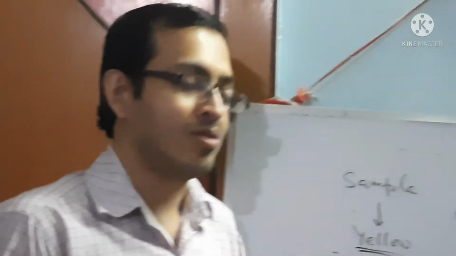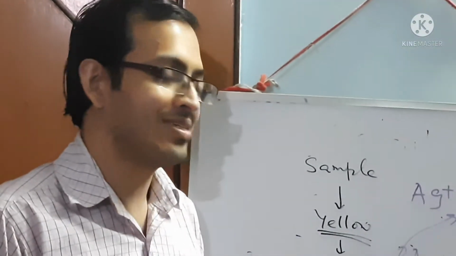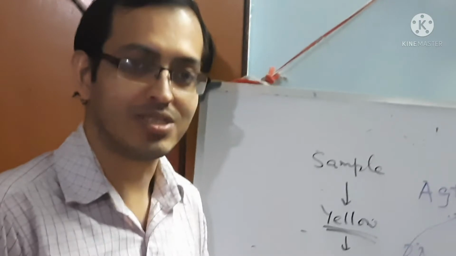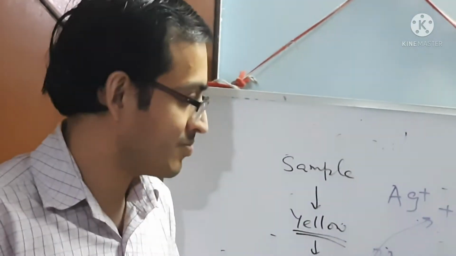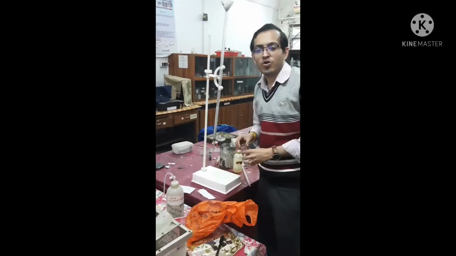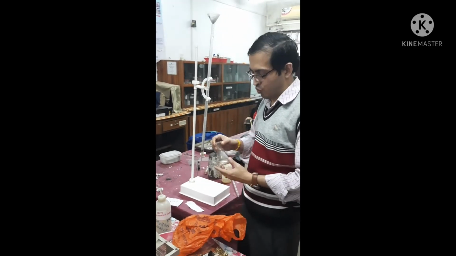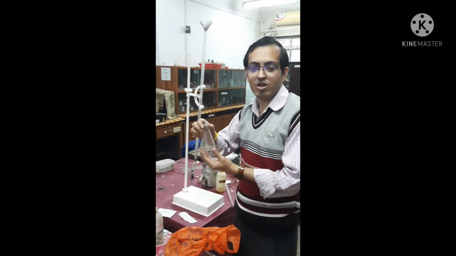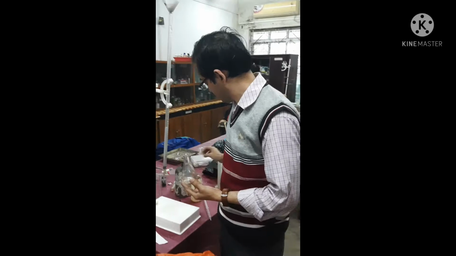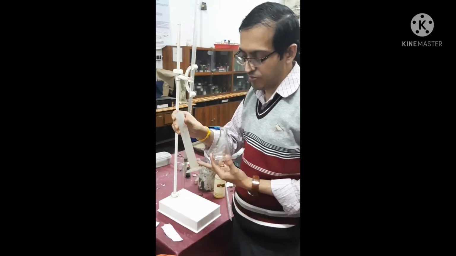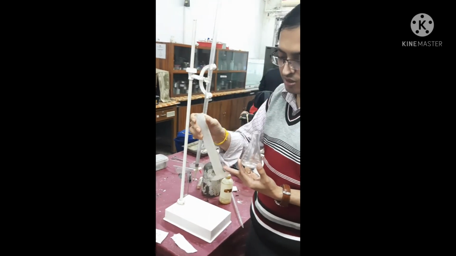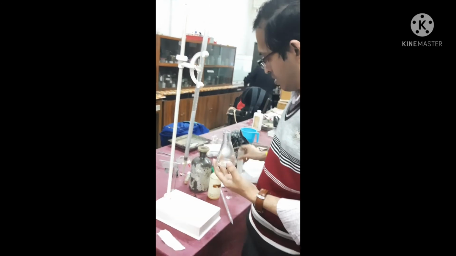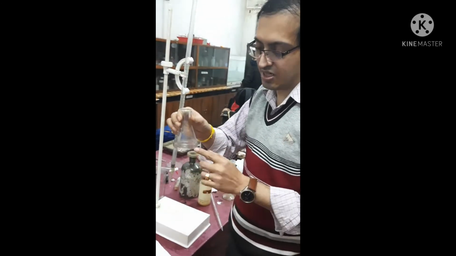So now go to the titration. I will show you how we can do the titration. For salinity estimation, we have to take 10 ml of sample water. So by using this measuring cylinder, we can measure the sample water. So the sample water is taken in this conical flask.